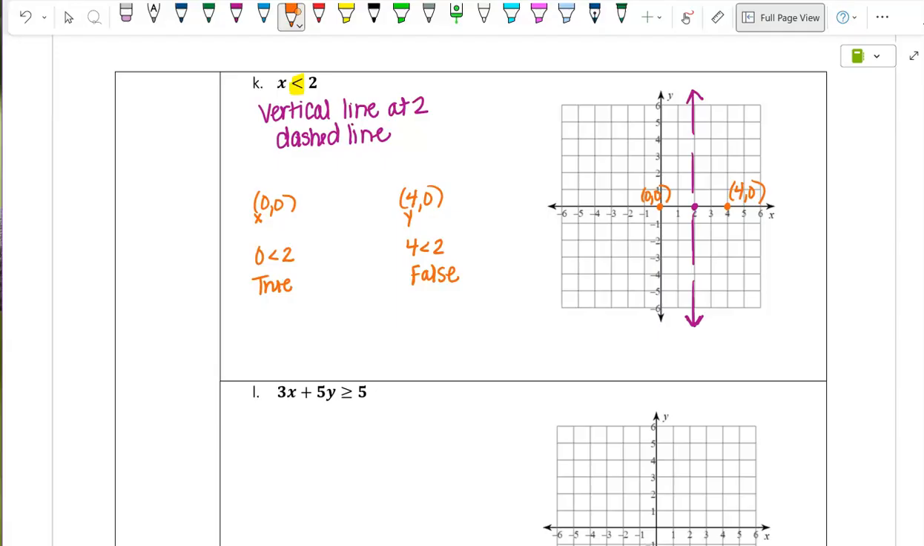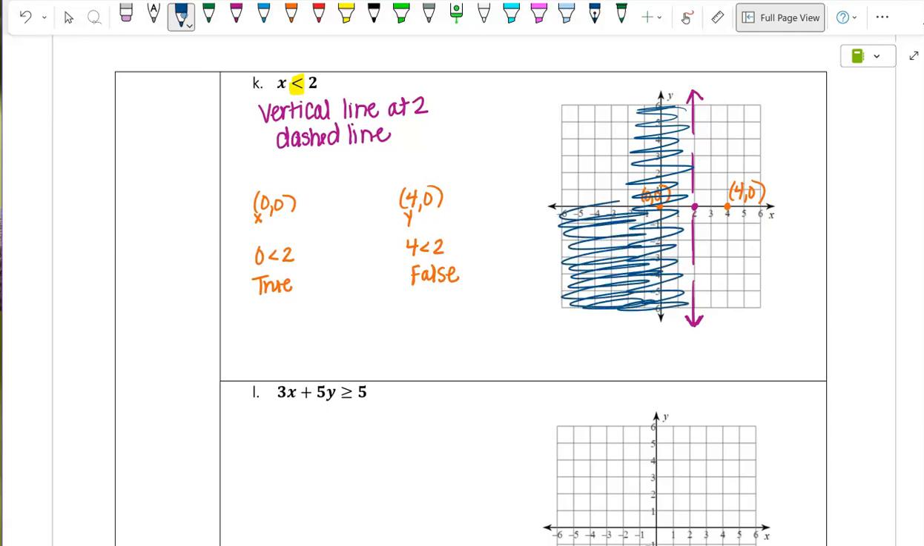So I am going to shade the side of the graph that has the 0, 0, which means I'm shading the left-hand side of the line, which again, the shading means any point in the shaded area is a solution to that inequality.